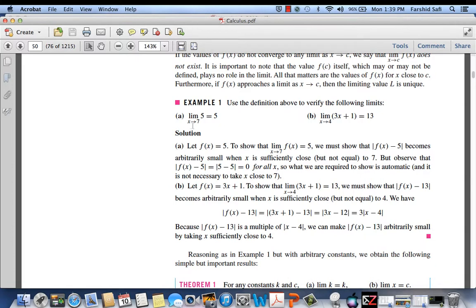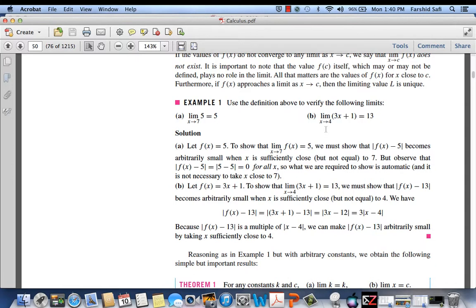The limit as x approaches 7 of 5 equals 5. Well, that ought to make sense because 5 as a function or as a graph is constantly equal to 5. So it doesn't matter whether the x values get closer to 7 or not. A constant function is by definition constant, so that limit should always be 5.